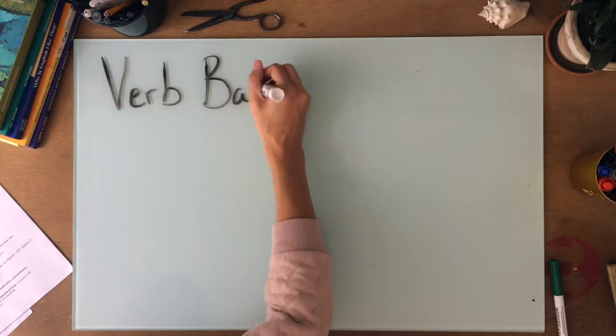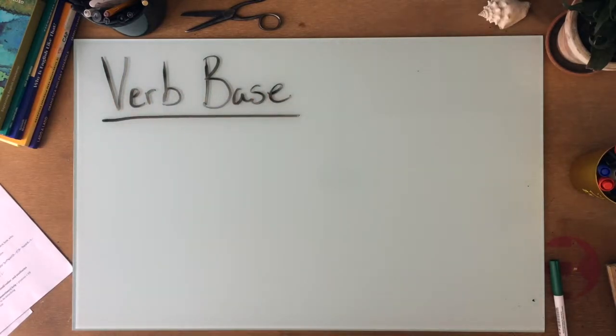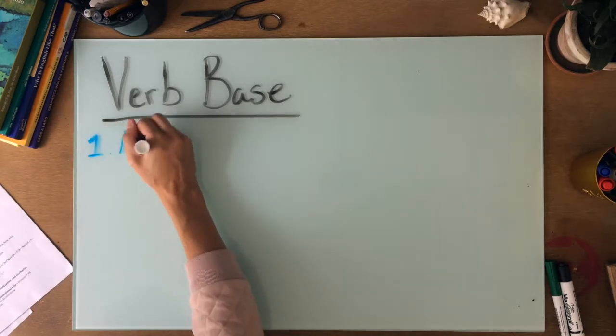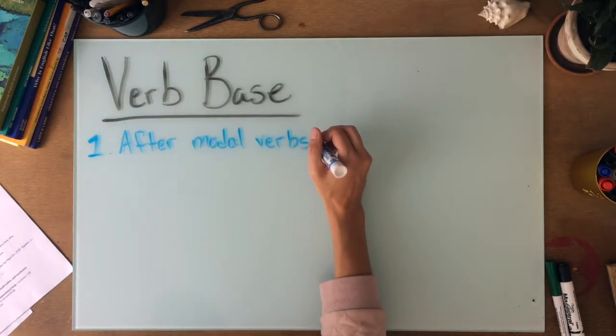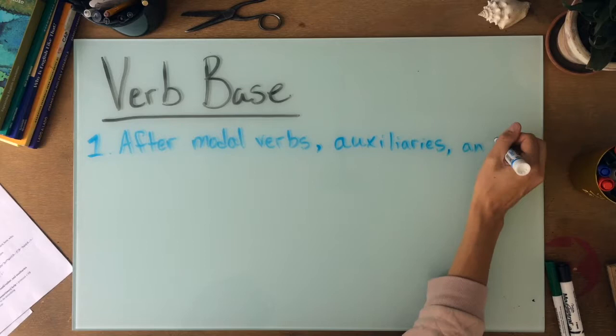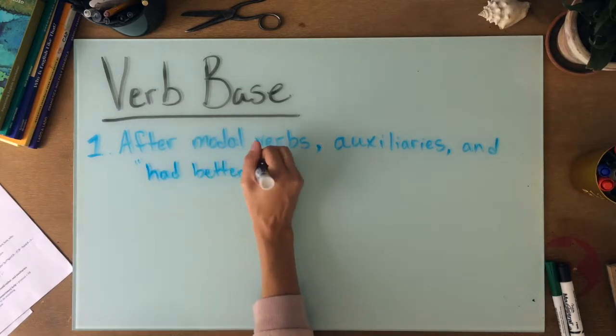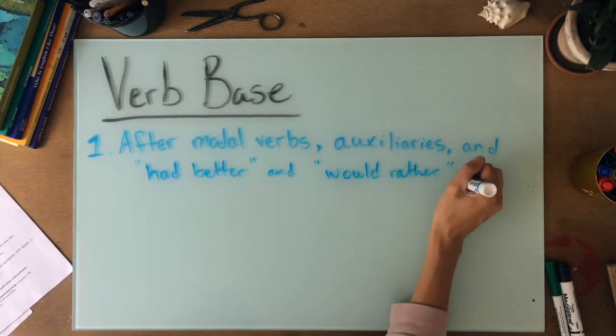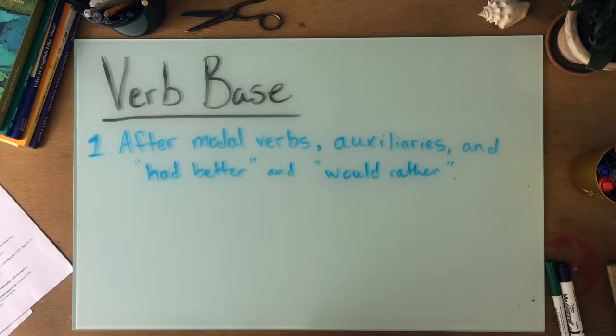Okay, now there's one more option that we can't forget about, and that's the verb base, or also sometimes called the bare infinitive. Firstly, you may know some of these rules already. We always use the verb base after modal verbs and auxiliaries. We also use the verb base after the expression had better or would rather.